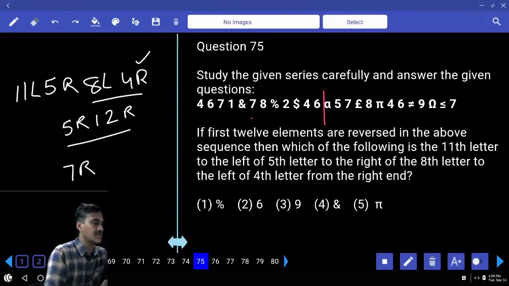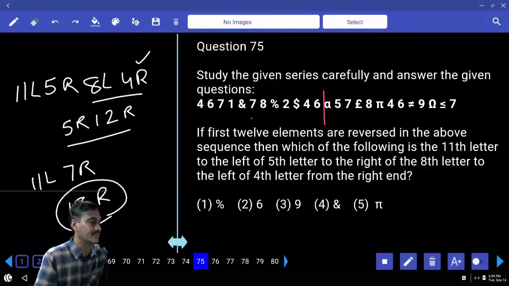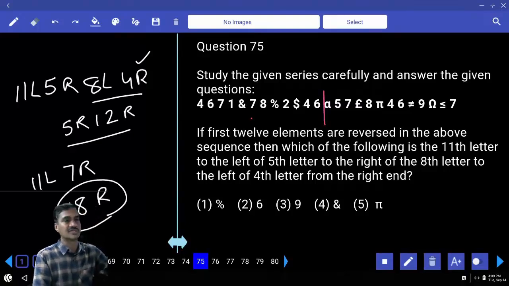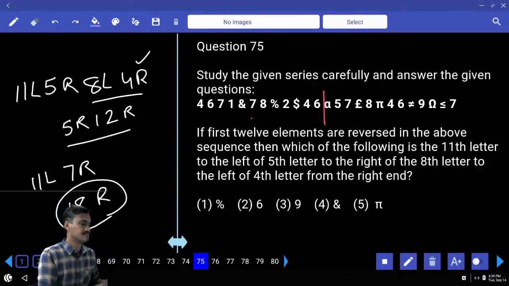7th from the right. Now 7th from the right and 11th from the left. Now the directions are different. Then 11 plus 7, 18th from where? 18th from the right hand side. Now tell me what is 18th from the right hand side?